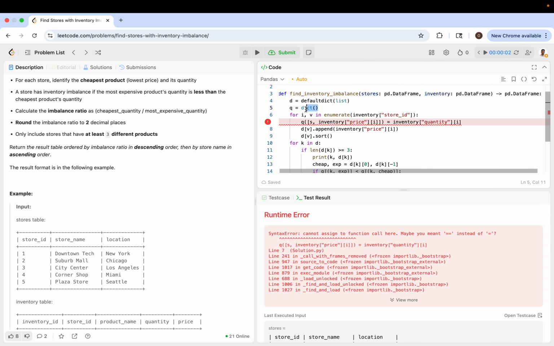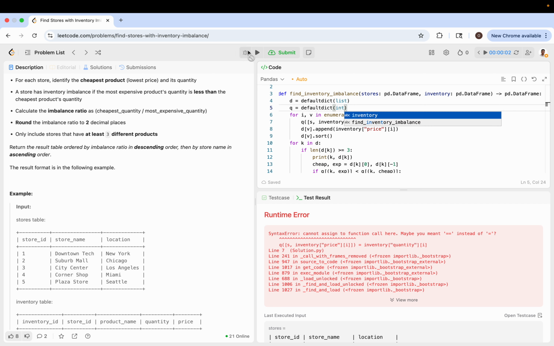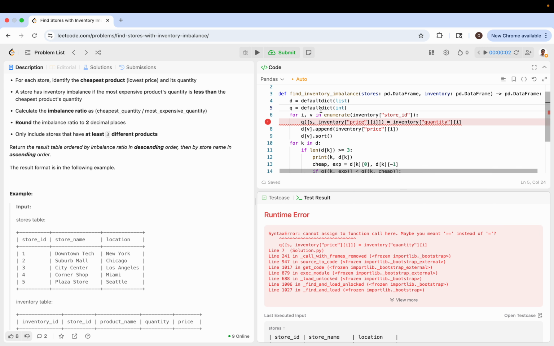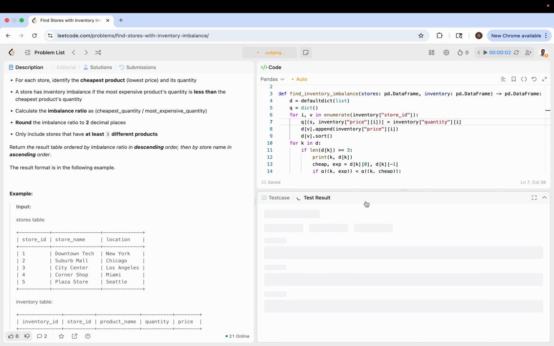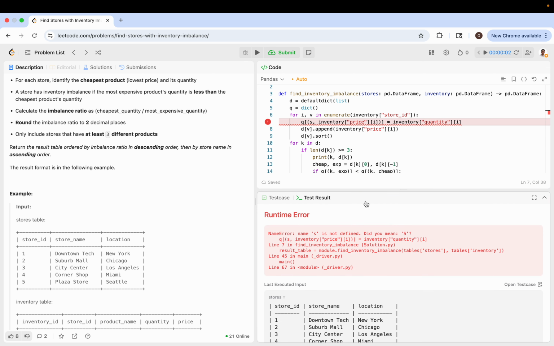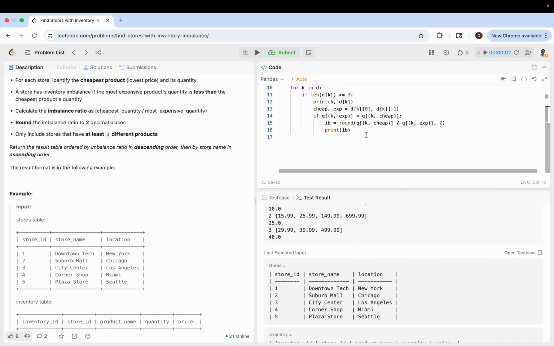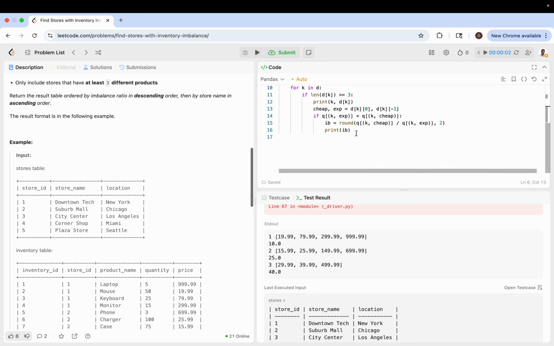Why is this? Oh, this is supposed to be brackets and then a tuple inside instead of tuple brackets. Oh, sorry, v instead of s. I was thinking of something else. Okay, cool. So now we have our ib.